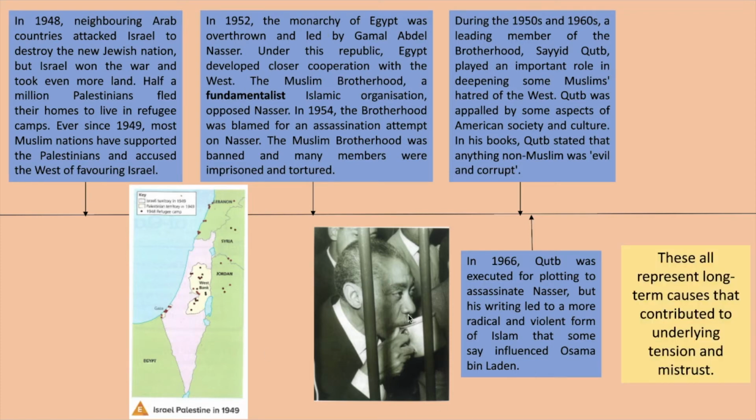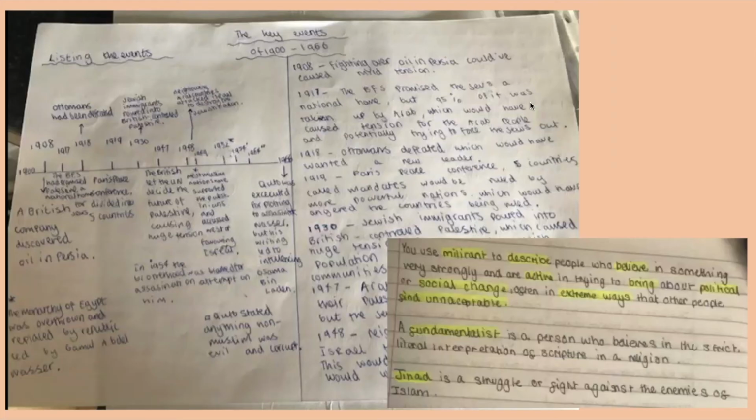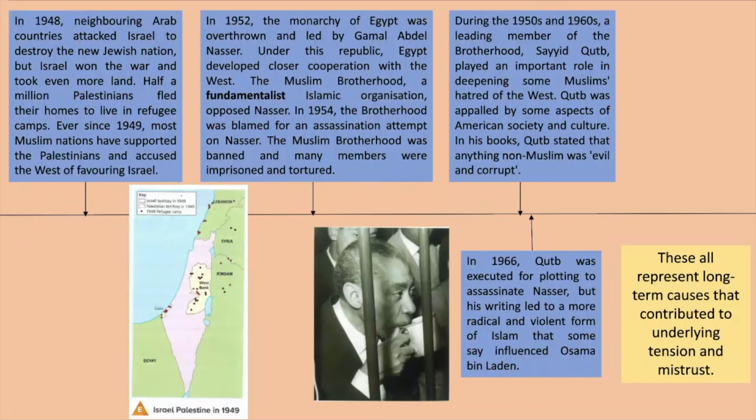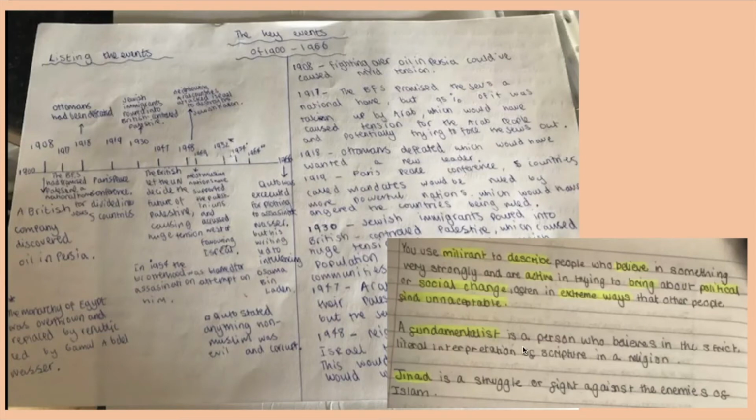Now, these all represent long-term causes which contributed to underlying tension and mistrust. Here we have some examples of student work, which is completing the timeline and defining those key terms that you needed throughout the inquiry. So I mentioned fundamentalist here, and this pupil has rightly defined this as a person who believes in the strict literal interpretation of a scripture in a religion.